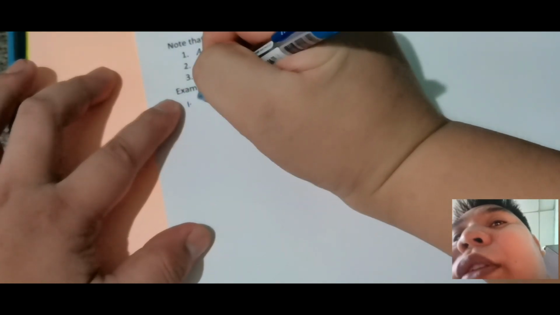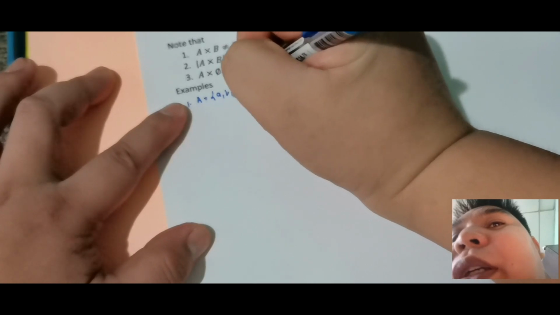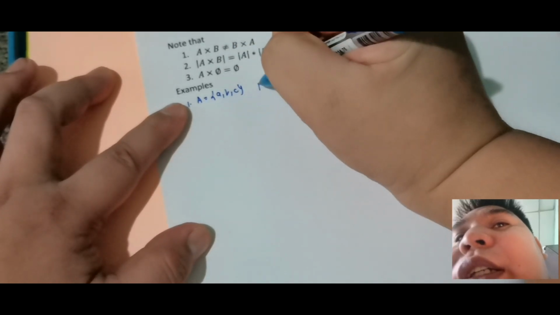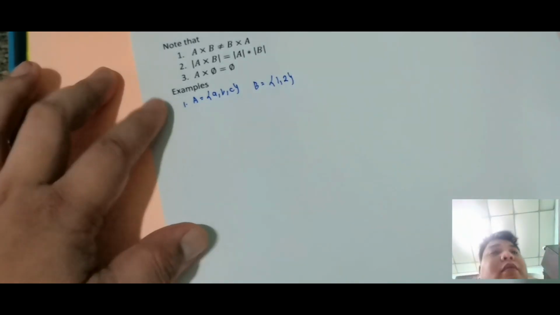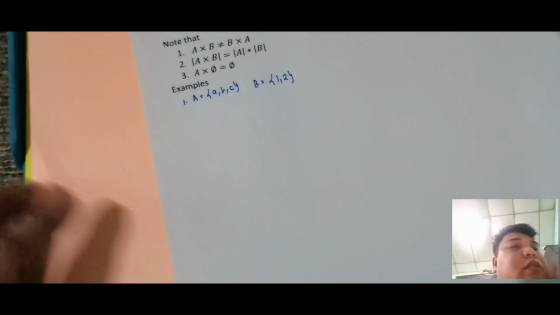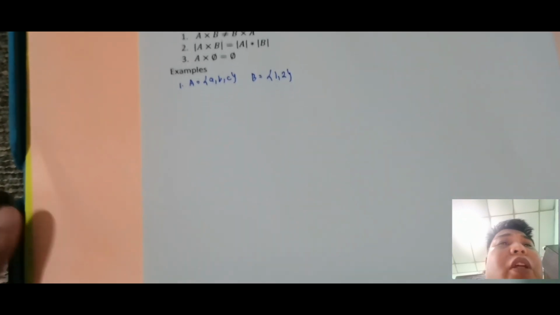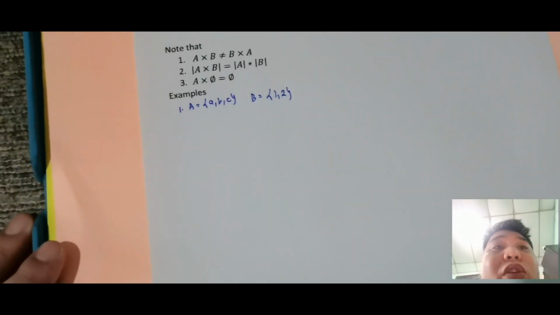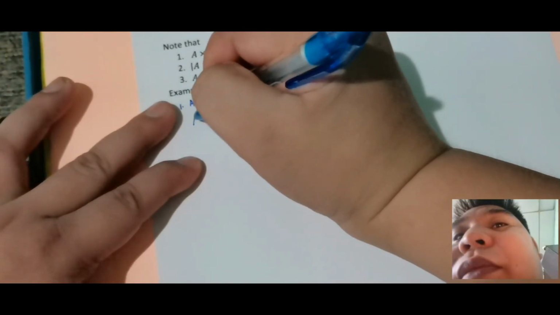Umayos lang ako ng position. For example, number one, meron akong A is equal to the set containing a, b, and c. And letter B ko is the set containing 1 and 2. Ang gagawin ko, kunin ko yung A cross B, tapos B cross A. Para malaman mo kung equal ba talaga, hindi ba talaga sila equal, kung totoo ba yung number 1 na note na lagay ni sir. Unahin ko si A cross B.